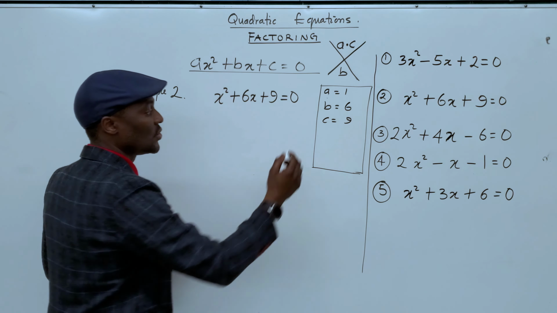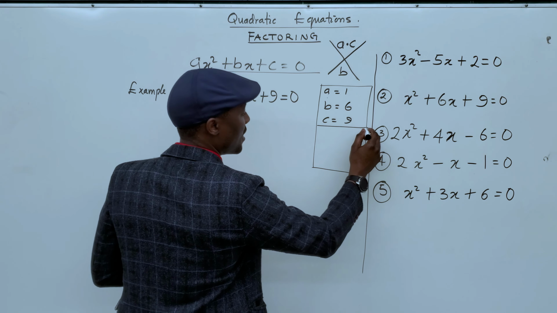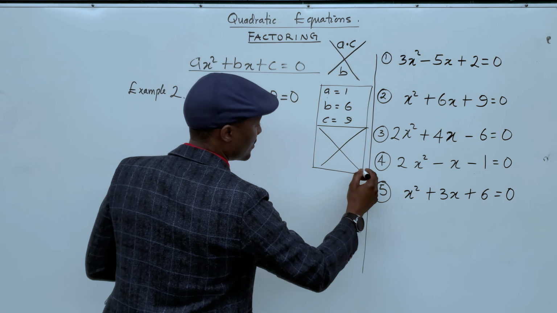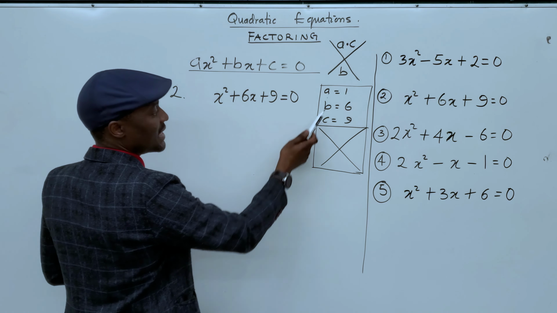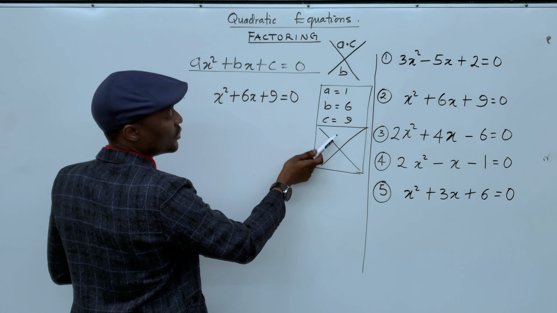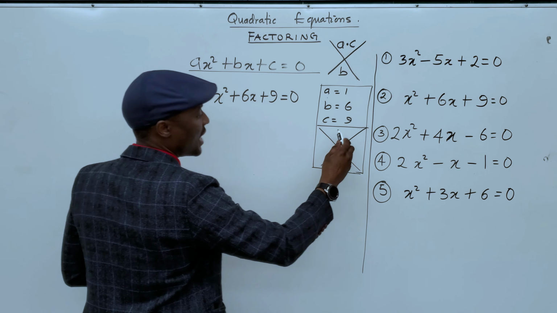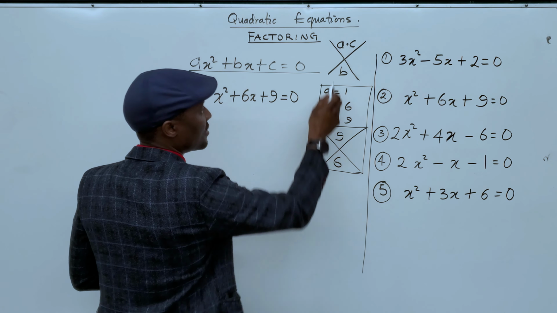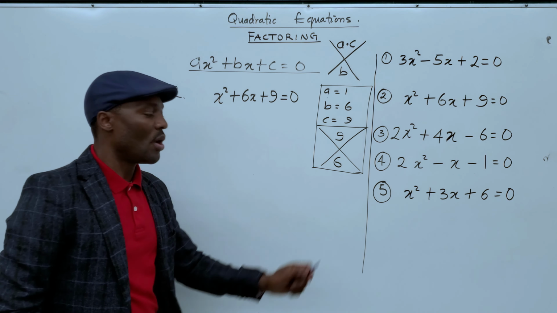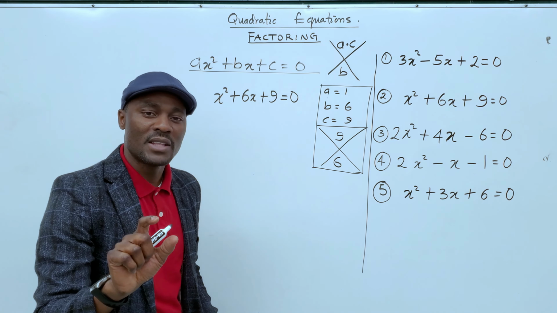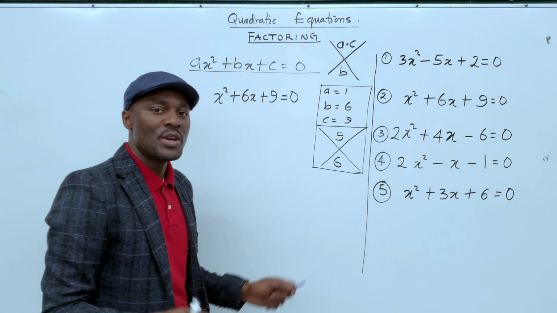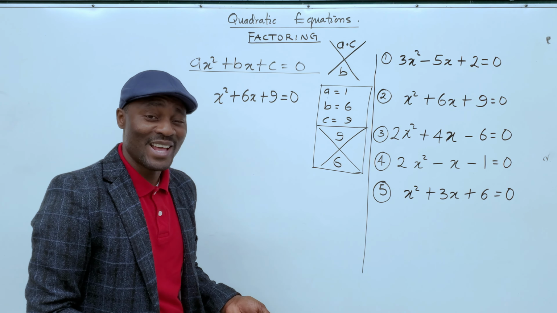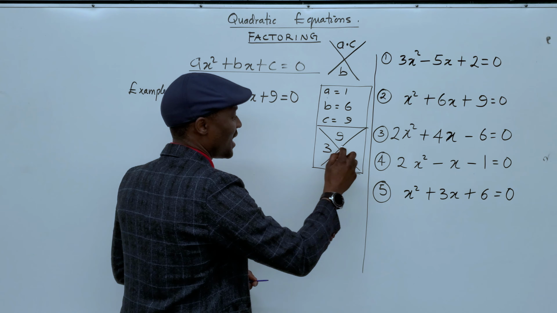That's it. So let's make our puzzle. Remember that A times C is what tells you what will be here. That's 1 times 9, you have 9. And here you have B, which is 6, following this rule. So at this point, what two numbers will you multiply together to get 9, but when you add them, you'll get 6? That's obvious. 3 and 3.